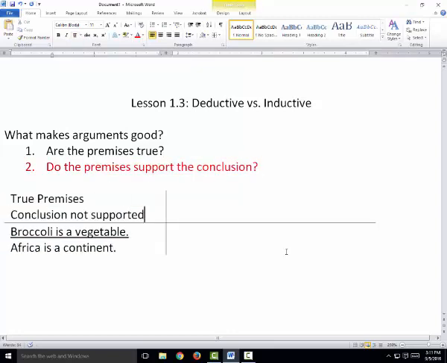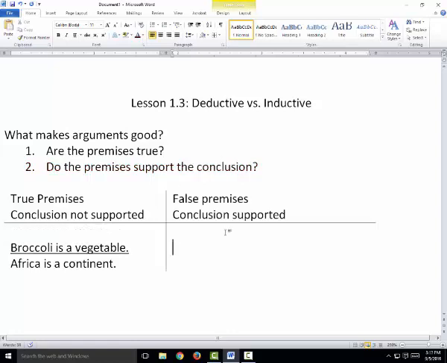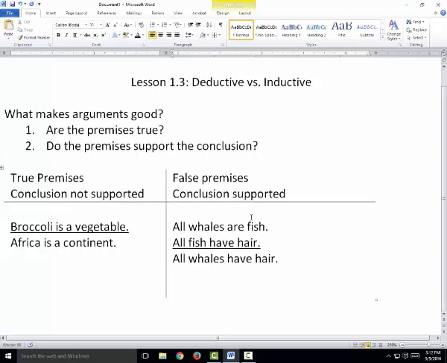We can of course also have an argument in which, although the premises are not true, the premises do support the conclusion. So now I want to give you an example like that. Suppose we have the argument that all whales are fish, and secondly that all fish have hair. And then we draw the conclusion that all whales have hair. I think you immediately notice that the premises are wildly false. You say to yourself, all whales are fish. That's insane. The most memorable thing from grammar school was that whales are not fish, they're mammals. And the second premise says that all fish have hair, which is of course only true in Dr. Seuss books.